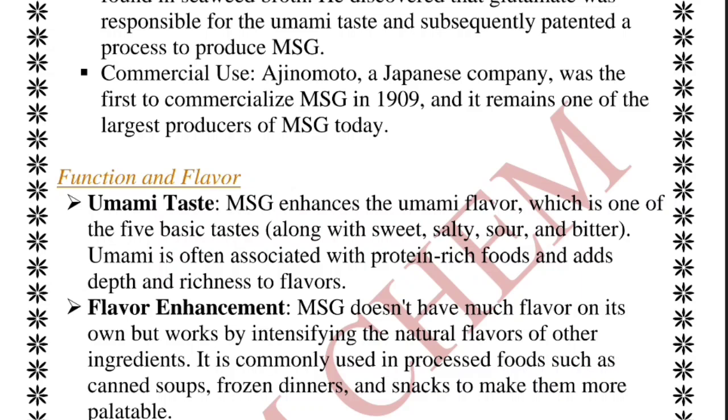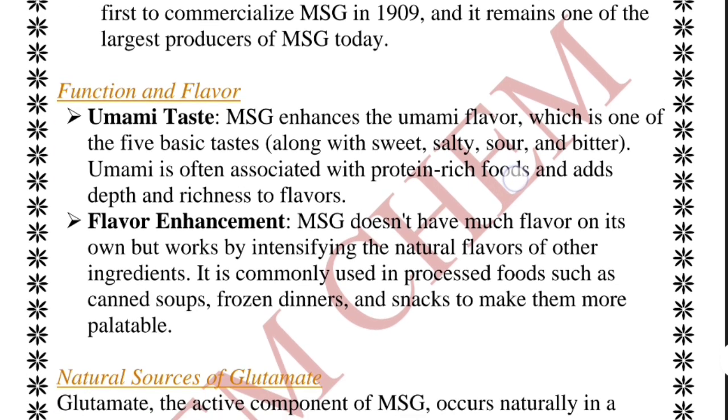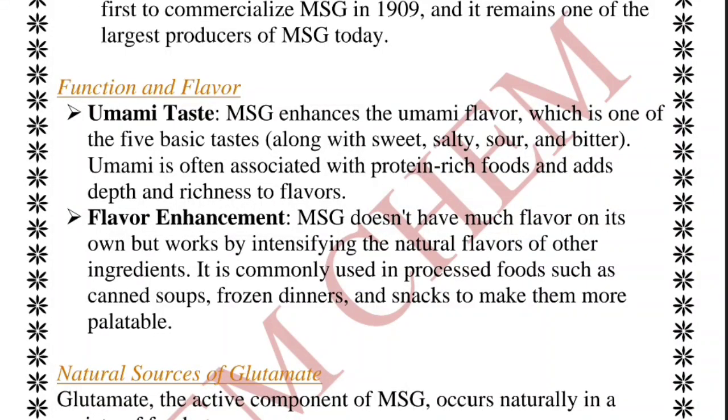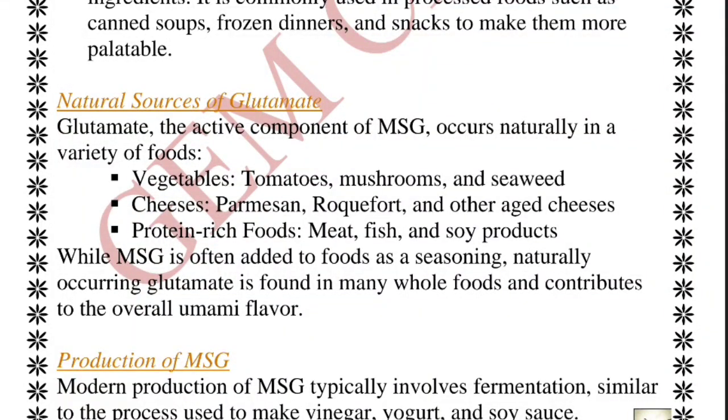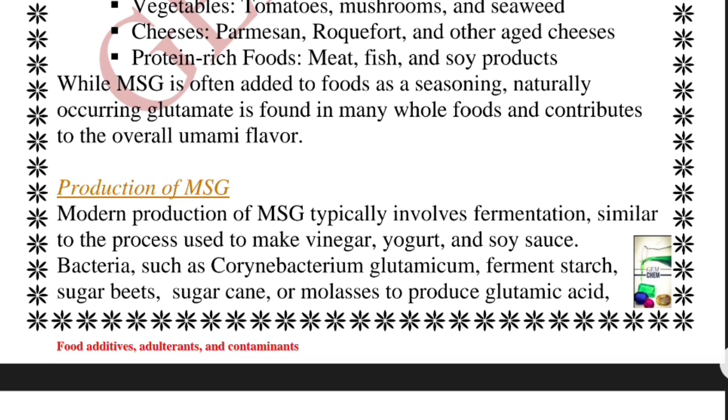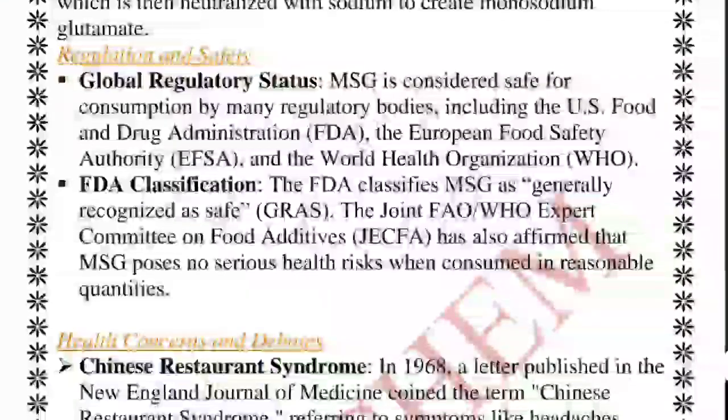It enhances the umami flavor, which is one of the 5 basic tastes, along with sweet, salty, sour and bitter. Flavor enhancement: it does not have much flavor on its own, but it works to intensify the natural flavors of other ingredients present. Natural sources of glutamate are vegetables like tomatoes, mushrooms, seaweeds, cheeses like parmesan, and protein rich foods like meat, fish, etc. Production involves fermentation, and this is your regulation and safety.